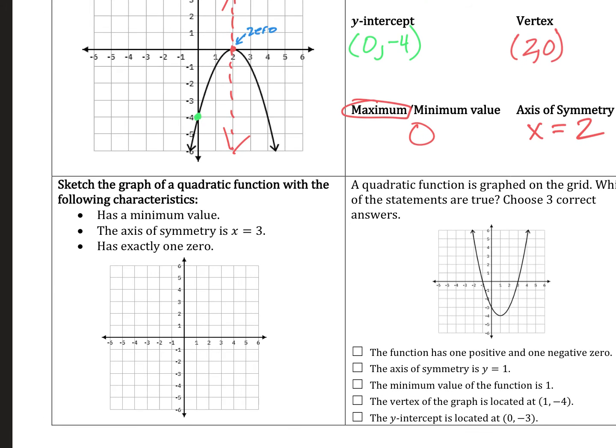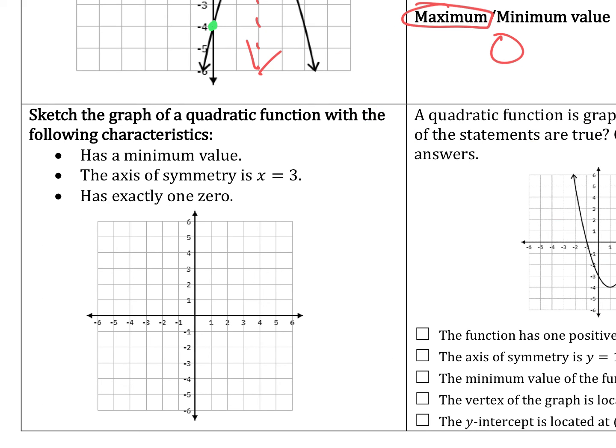Any questions? This has a minimum value. We said it has a minimum. Since it has a minimum value, it looks like a U. It also has an axis of symmetry of x equals 3. So that means it splits down the middle right here, where x equals 3. All right, so I know that's the middle, and it has exactly one zero, so it touches the x-axis only once. So I'm going to make a U. You should have a U shape. It looks like this here.